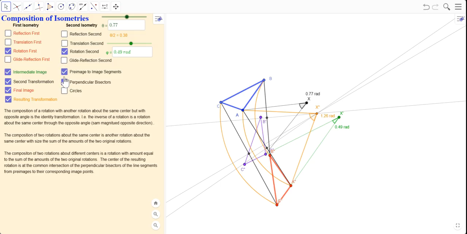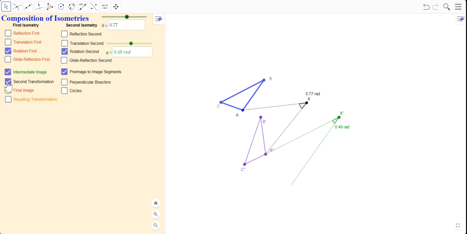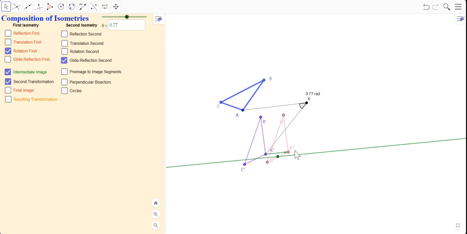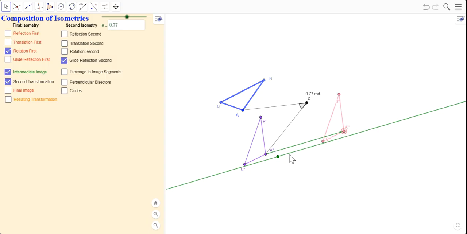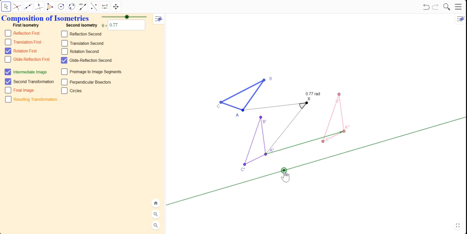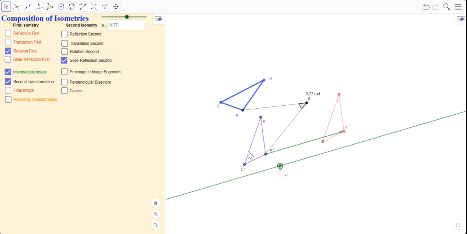Okay. Finally, what if we have a glide reflection second? For a glide reflection, you're going to need a vector here for the glide. And then you're going to need a parallel to that vector. Reflect that over for your final image there.